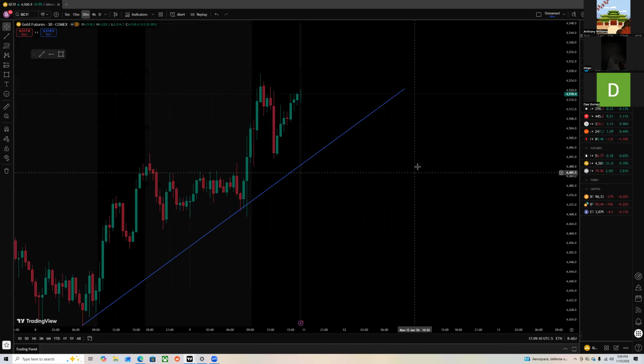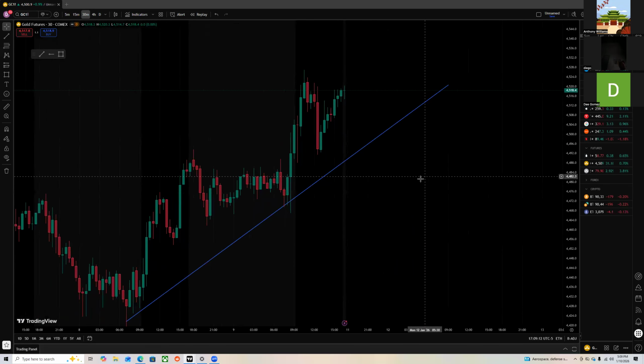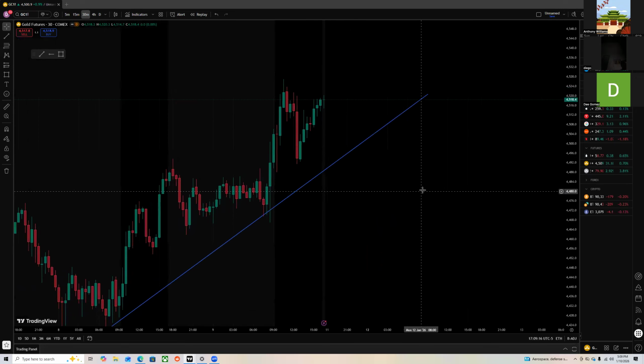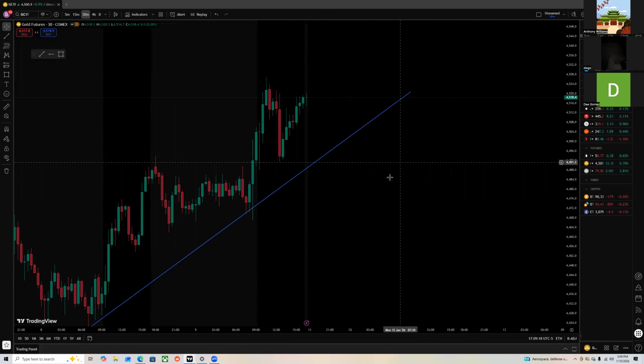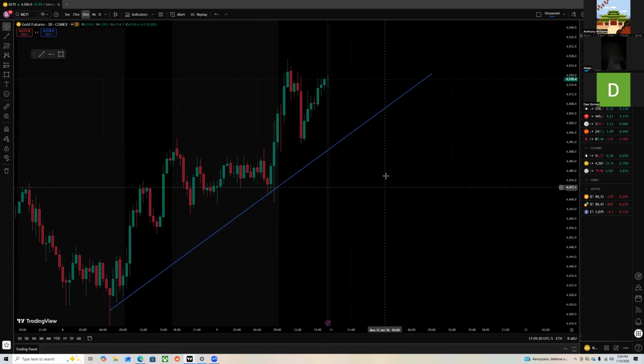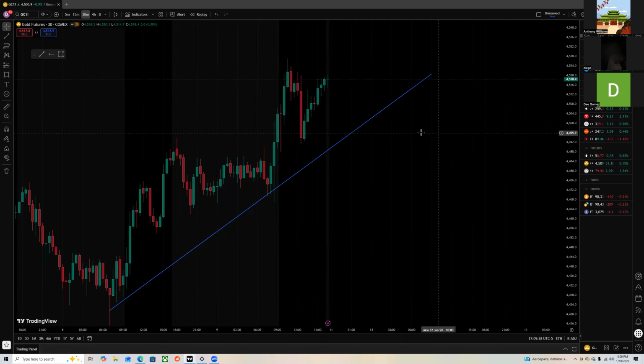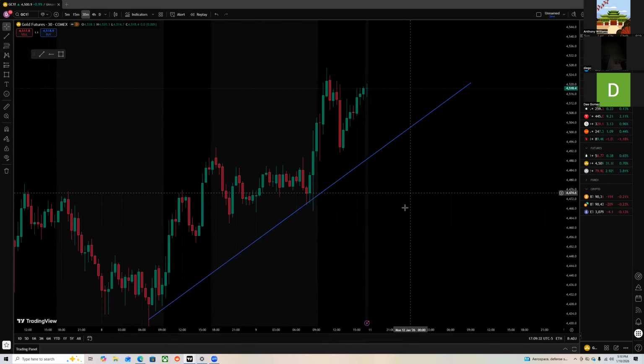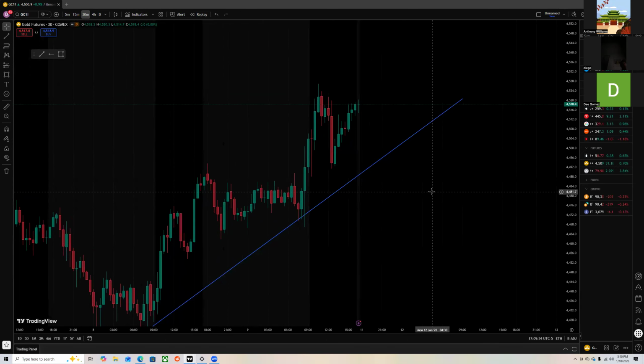Yeah, and you're still with buys, correct? Still in buys. Yeah. So what I'm guessing right here is if I was to take a trade, this is my thought: I would wait for this to come down here and retest this line. No, that's trend line trading. Basically, I would be looking for support at this point.